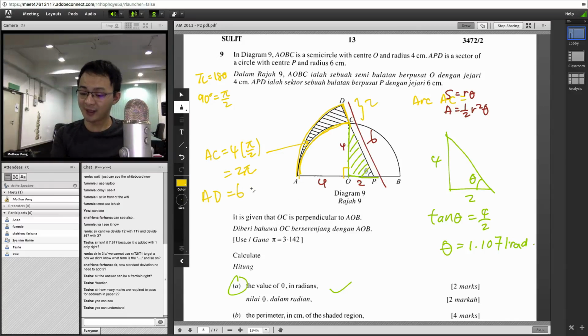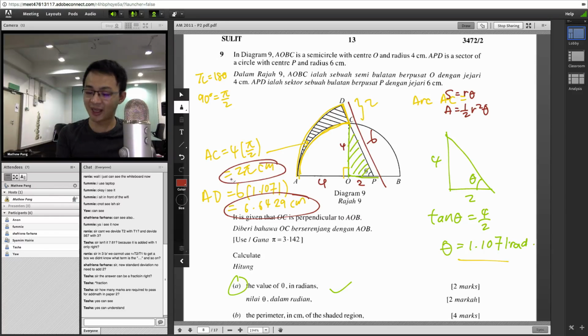My angle, which I found just now, is 1.1071. Then I can get the correct answer by multiplying by 6, so I get 6.6429 centimeters. To get the perimeter of the shaded region, which is 4 marks, you need to use arc length AD plus arc length AC plus DC, 2 centimeters. So I can get the perimeter easily. I just sum them up.